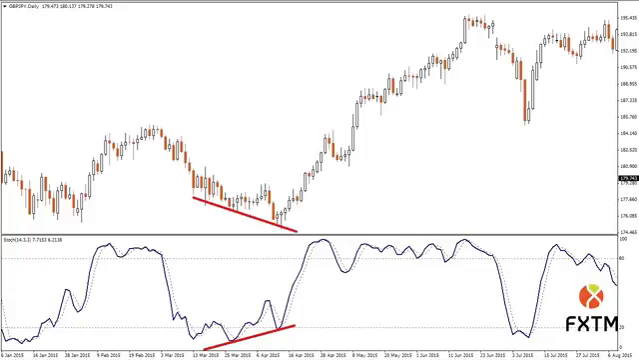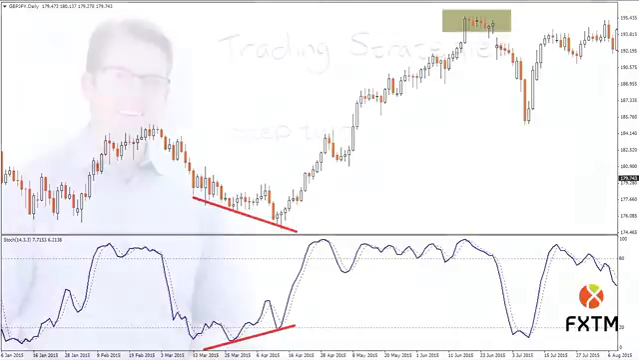So as you can see here, the oscillator was actually forming higher lows. Well, those lower lows on the price and those higher lows on the oscillator, that's the nature of a bullish divergence. Now eventually, the exchange rate actually rallied about 2,000 pips before reaching resistance in June.